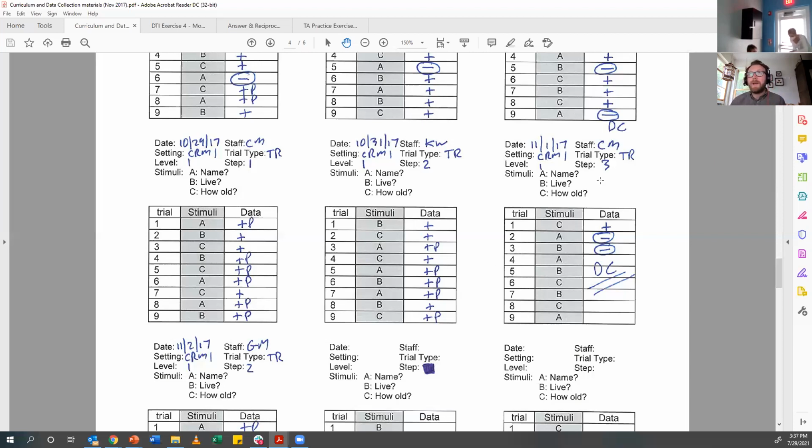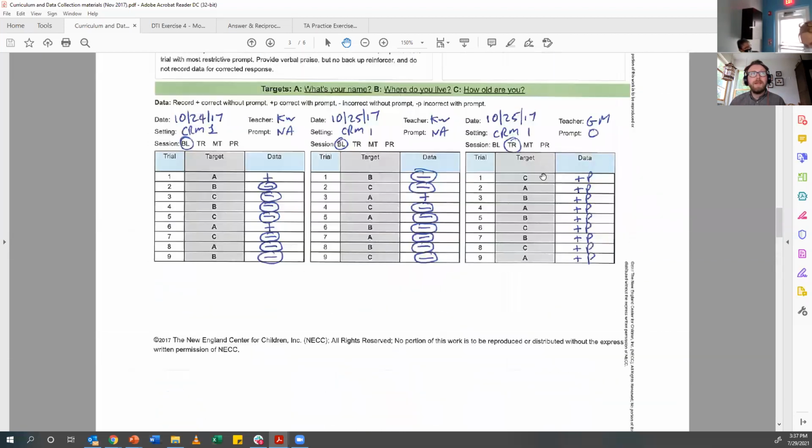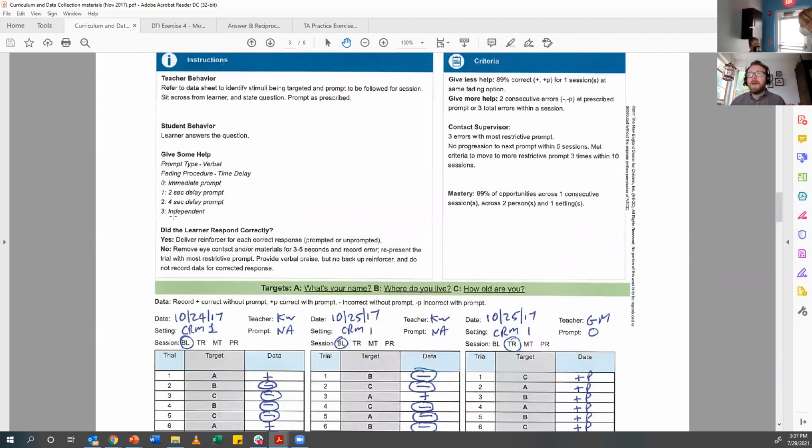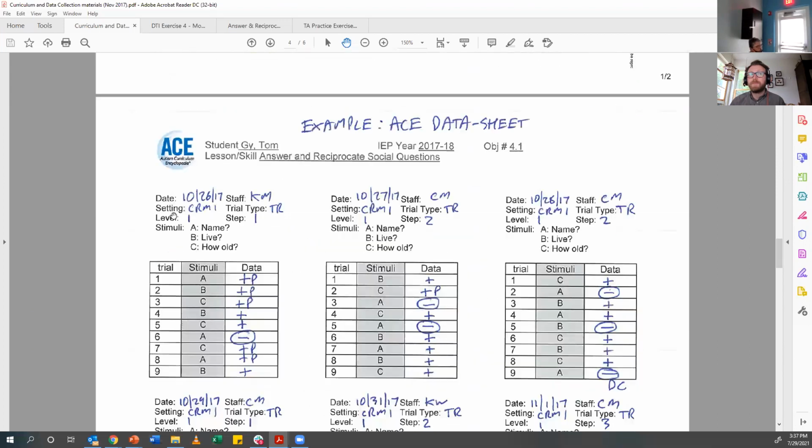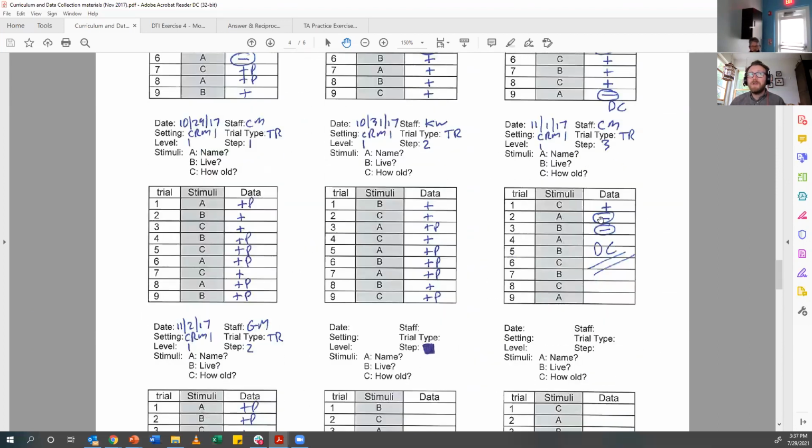We're now at prompting step 3. Okay, on this session here that was implemented on November 1st. Prompting step 3 is our independent prompt step. Okay, we're not going to verbally prompt our student to answer the question that we are asking him. In this session, the student performed the first trial correctly, but trial 2 incorrectly and trial 3 incorrectly.